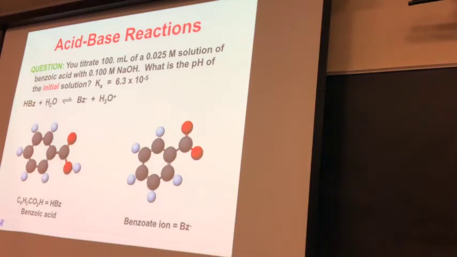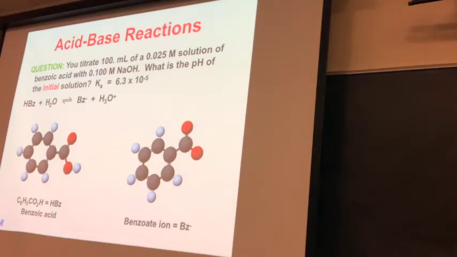But anyway, benzoic acid, like all the weak acids, has a weak conjugate base. It's called the benzoate ion. And you can see it's this hydrogen here that's been removed. There's a negative right here. It's resonance stabilized, but that's fun from Chem 222 that we don't need to worry about here.